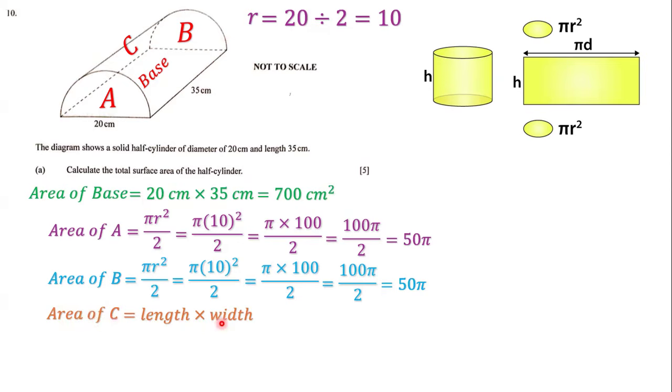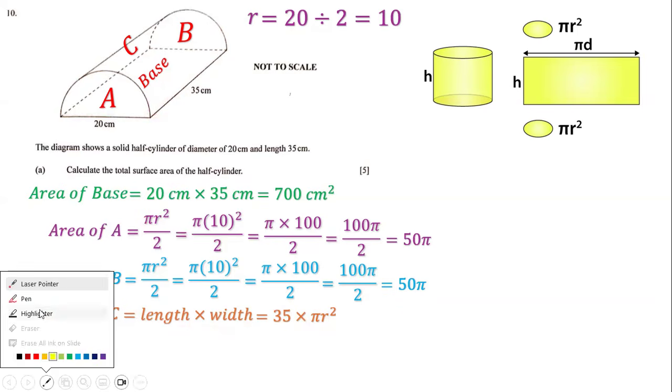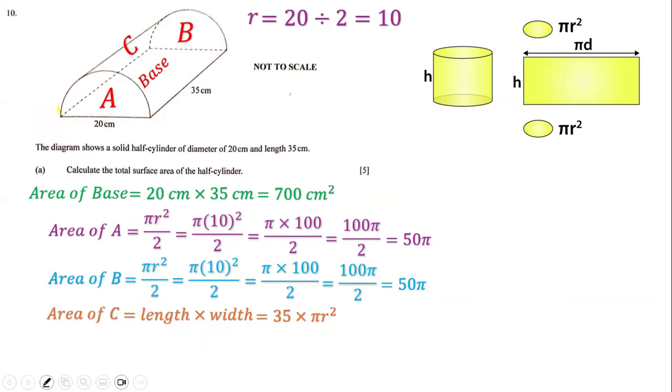And the reason why we're doing length times width, because this particular shape, the shape of this particular part of this solid is actually a rectangle, okay? Where we have that the length is equal to 35, and we have that the width is equal to pi r squared. And so the area of C, let me show you it clearly so you can understand what I'm talking about. Let me show you the shape that we're trying to find the area of so you can understand what's happening.